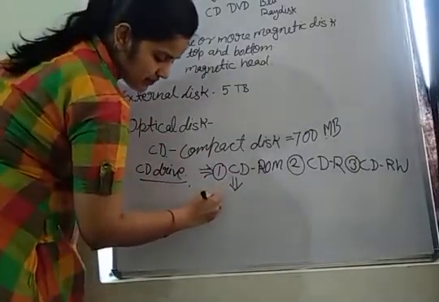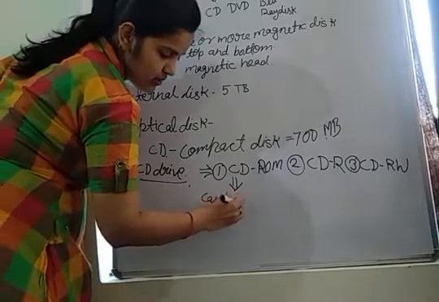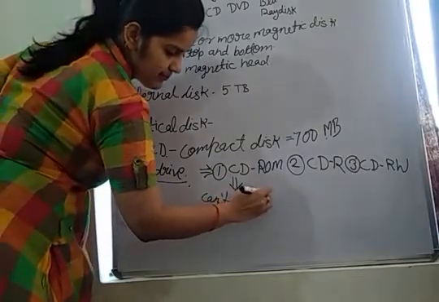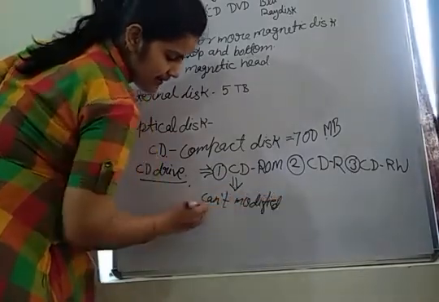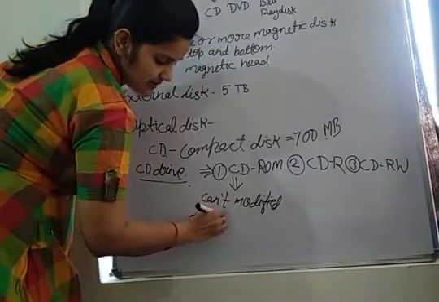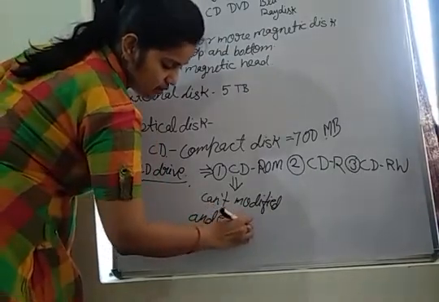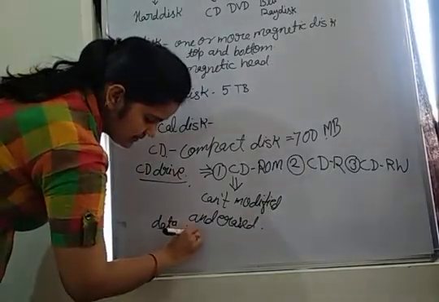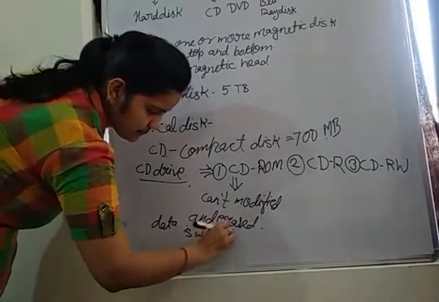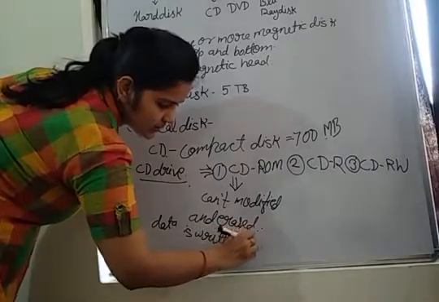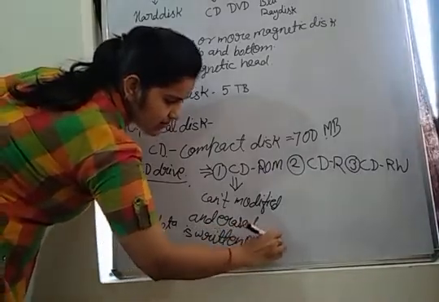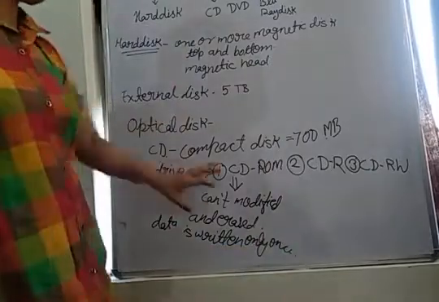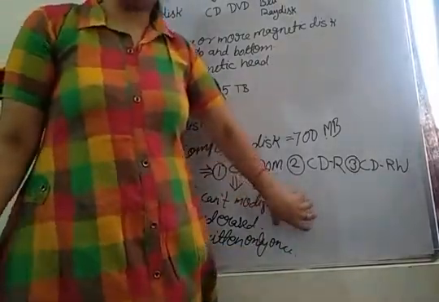Here data cannot be modified and erased. Means data can be written only once. Data is written only once at the time of manufacturing. So this is CD-ROM. Then CD-R.